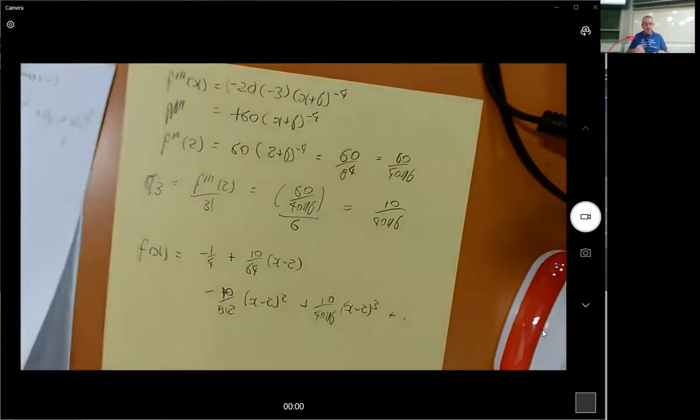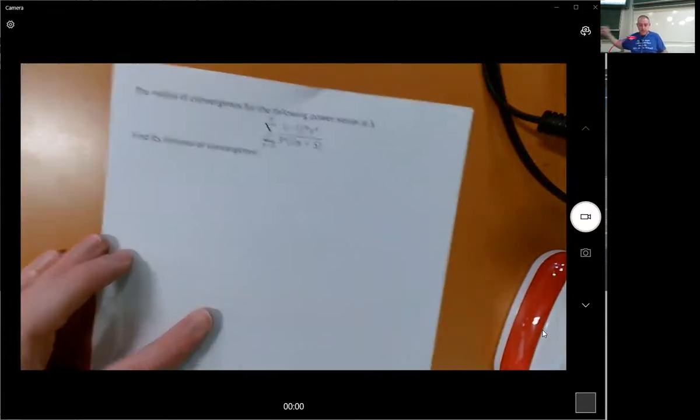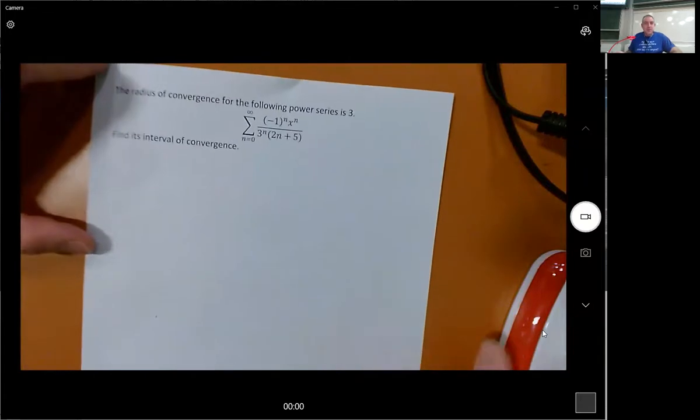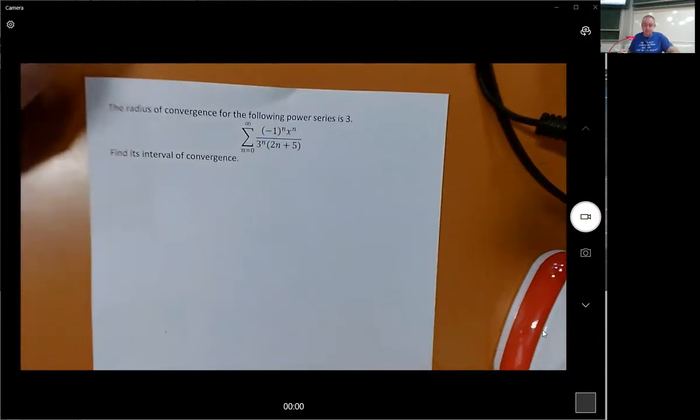All right. What's my next problem? The radius of convergence for the following power series is 3. Okay, so I'm just going to trust them on that. Find its interval of convergence.